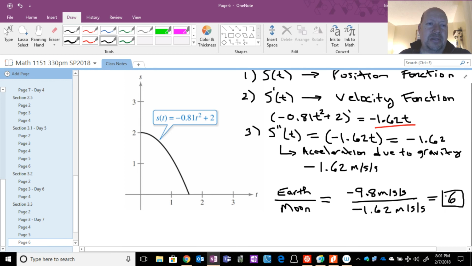This means it's a factor of 6 higher here on the Earth, and that's why we would weigh more on the Earth than we would on the moon. So, okay, that finishes up the handout.